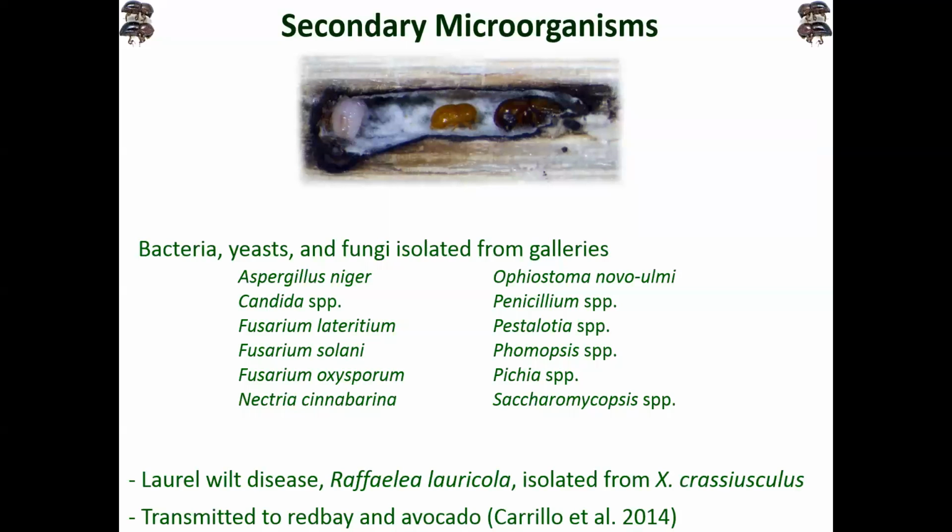Now, it's also worth noting that laurel wilt disease, which has been killing red bay trees in the southeastern United States, has been isolated from crassiusculus, and it has also been transmitted under controlled conditions to red bay and avocado. So that's certainly of concern and important to understand the biology and ecology of these generalist ambrosia beetles.